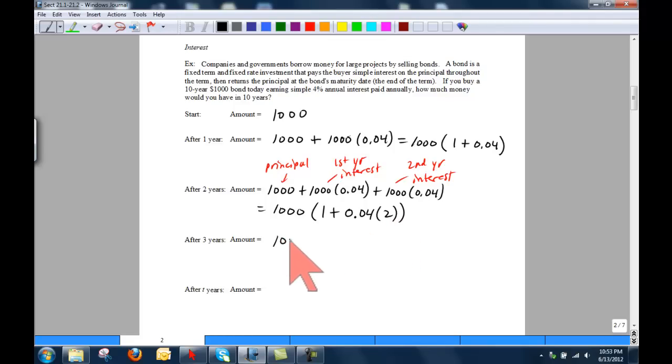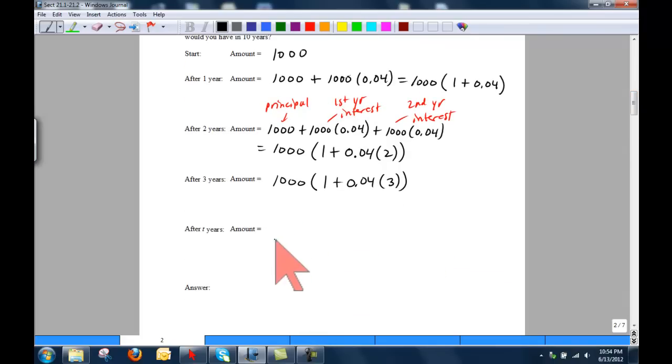So how about after 3 years? Well, if I follow the pattern, 1,000 times quantity 1 plus 0.04 times 3, because there are 3 years to earn interest, so 3 copies of the 1,000 times the 0.04. And now we have a pattern that's recognizable. After t years, so I'm switching from computing a number now to generating a formula. After t years, how much money should I have? 1,000 times 1 plus 0.04 times t.